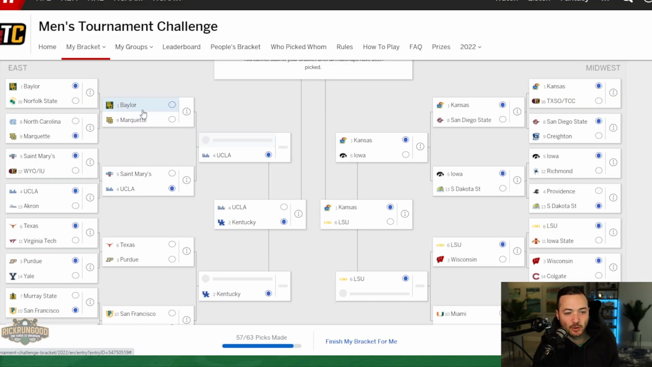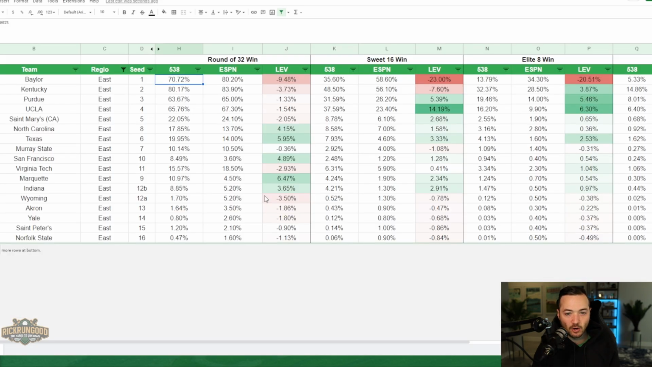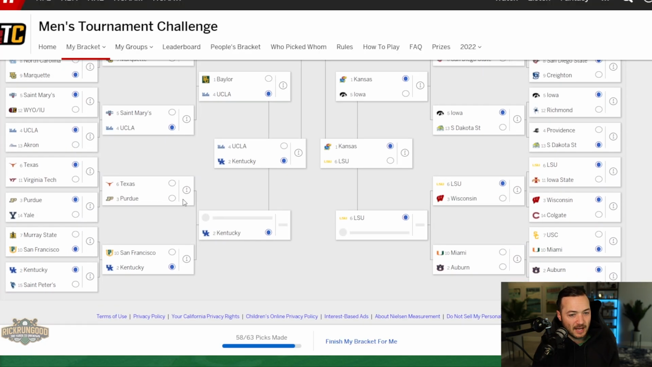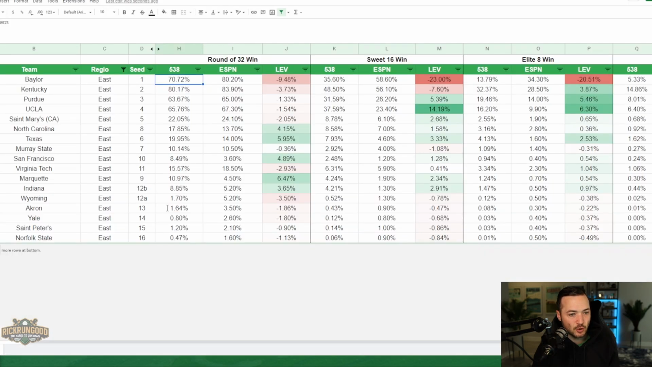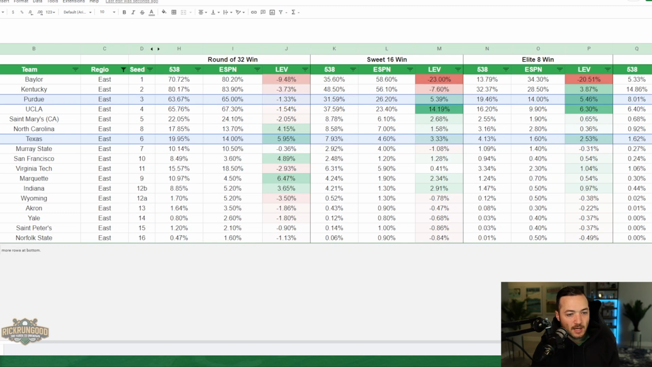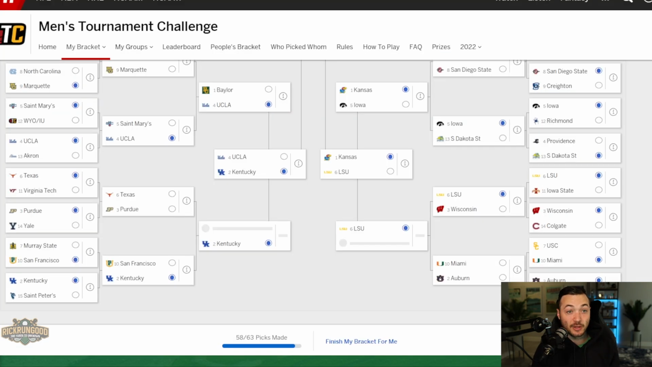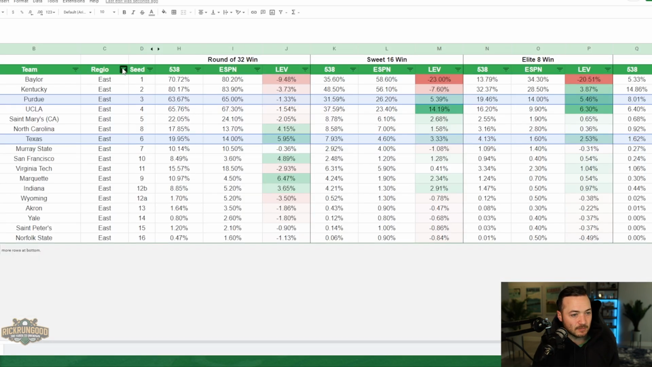Baylor is negative value, but we're going to bounce them shortly against UCLA because Baylor is a horrible leverage play across the board here. Really, really ugly stuff. So we've got that taken care of. And then the other one we need is Texas versus Purdue. They're going to eventually lose, but we've got to go with Purdue. They are negative value, or negative leverage, but they are getting through like 3 times as often. So Purdue moves on. Go to the Midwest now.